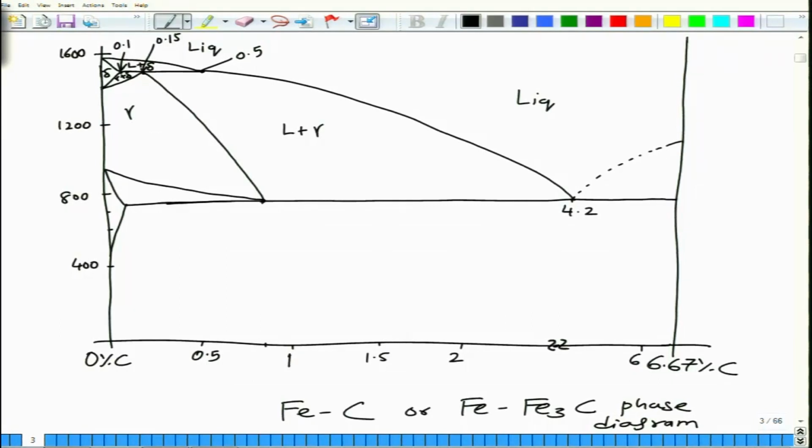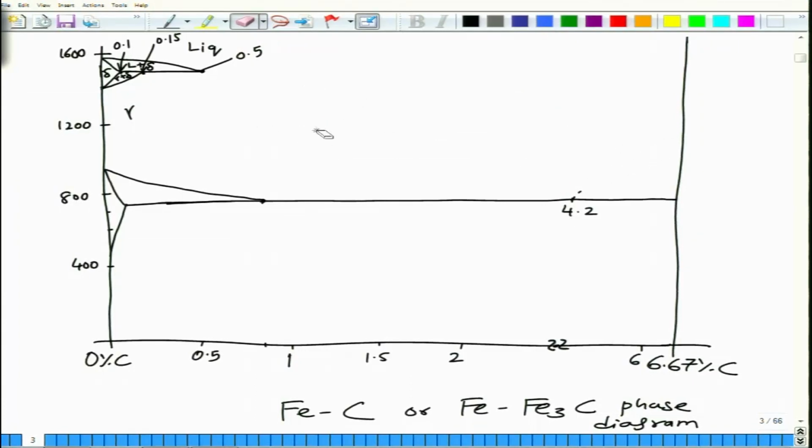No, I'm sorry, I made a mistake here. This line, there should be a line at 1200 and 1147, which should be somewhere here. So this is 1000, 1100, so somewhere here I will have a line. Okay, so this will start at about 2%. So this line will start at about 2%, and it will go all the way up to this point. So yeah, this is what I will have as a phase boundary.